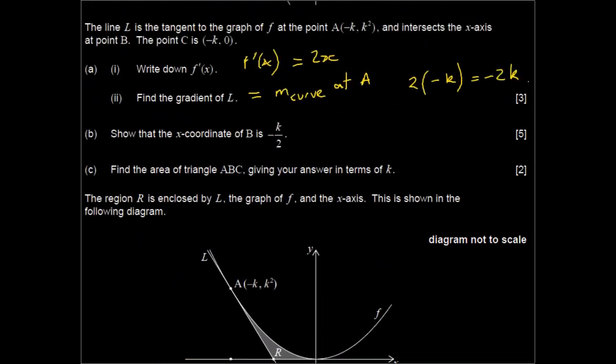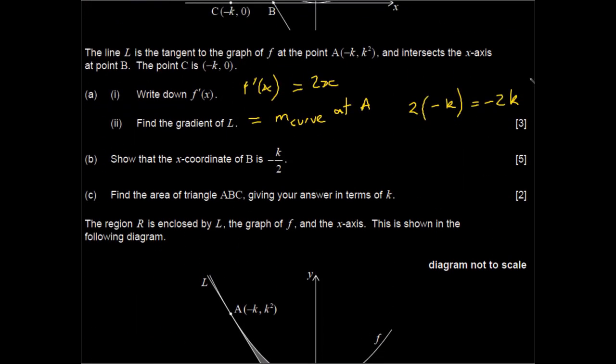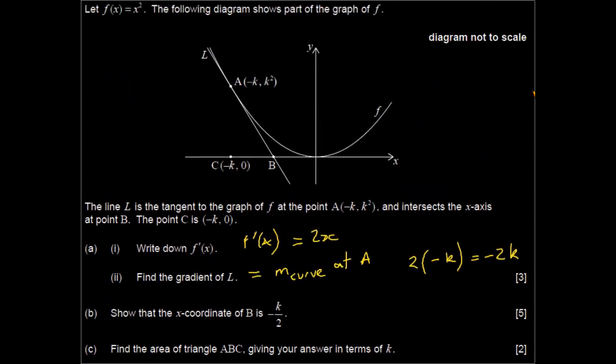Alright, let's see what we've got to do next. It says find the area of triangle ABC, giving your answer in terms of k. So we've got this triangle here. I can draw on a line down here, and I know that the height of this side of the triangle is k squared because this goes from 0 up to k squared. So this side here is k squared. I know that this point here is minus k over 2. So I can also see that between here, minus k over 2, and here, minus k, this distance is k over 2.